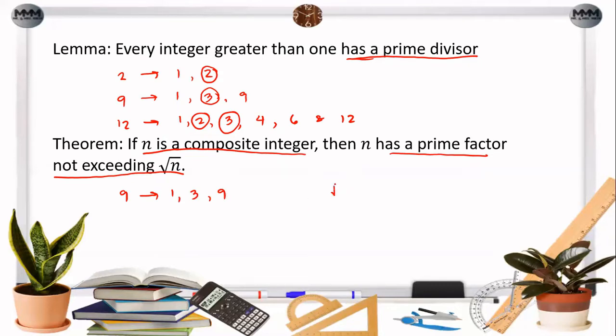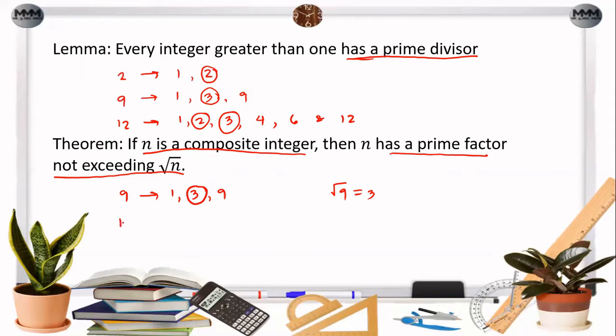We know that the square root of 9 is 3. So not exceeding 3, it has a prime factor. So 9 has a prime factor. Of course, we have here 3. 3 is a prime factor of 9. And as you can see, it does not exceed the square root of 9. What do you mean by not exceeding? It means it will not be more than 3. Numbers more than 3 are 3.01, 3.1, 3.2, and so on. So if it is exactly 3, it holds to this theorem. It does not exceed.